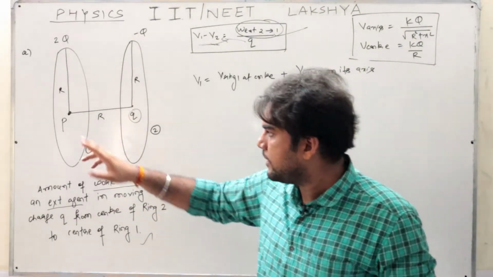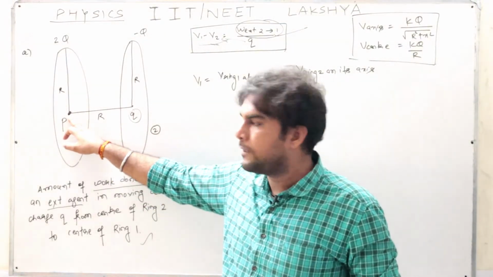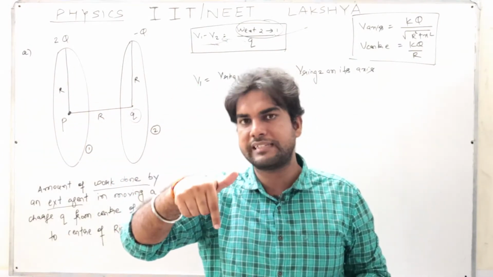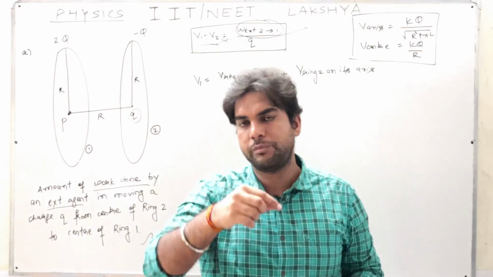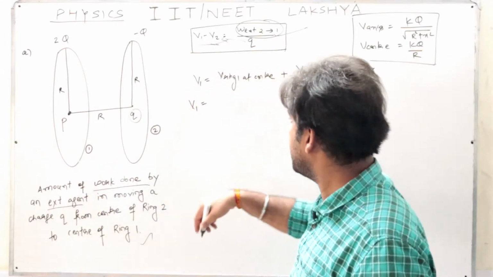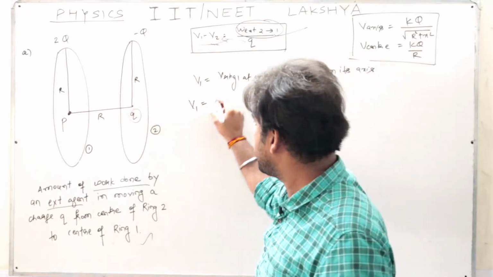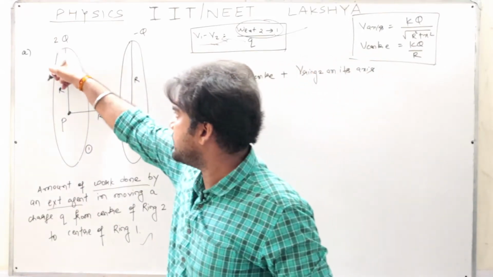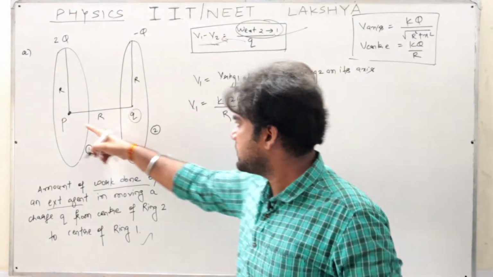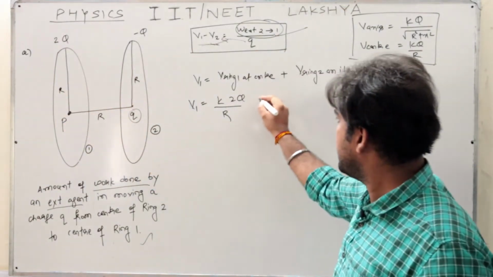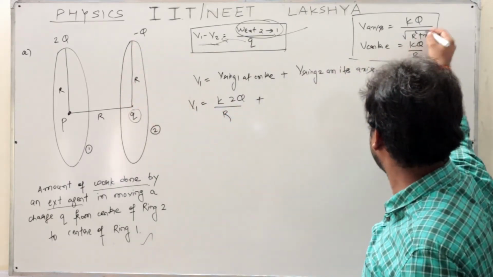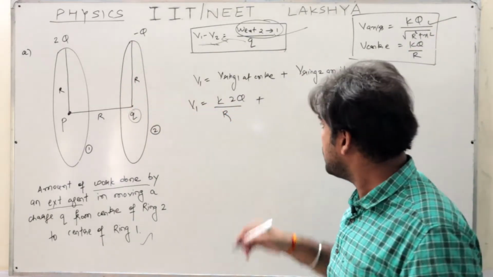Try to understand. Point P is the center of ring 1. So for ring 1, point P behaves as a center point, whereas for ring 2 it behaves as a point on the axis. So let us find V1. For the center, the formula is kq by r, but the charge here is 2q, so k 2q by r, since the radius is r. Plus, due to the axis, the formula is kq upon under root r square plus x square. So kq.